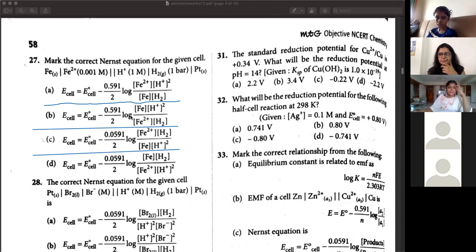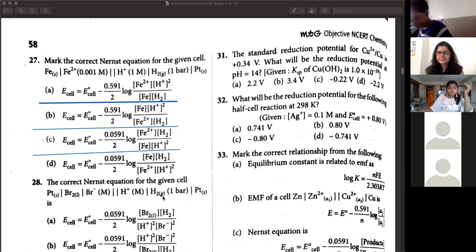Mitali has also sent awesome. Correct. Ansh and Shantanu, you guys. Ansh, you got it now. That is correct. Shantanu, just waiting for your answer.